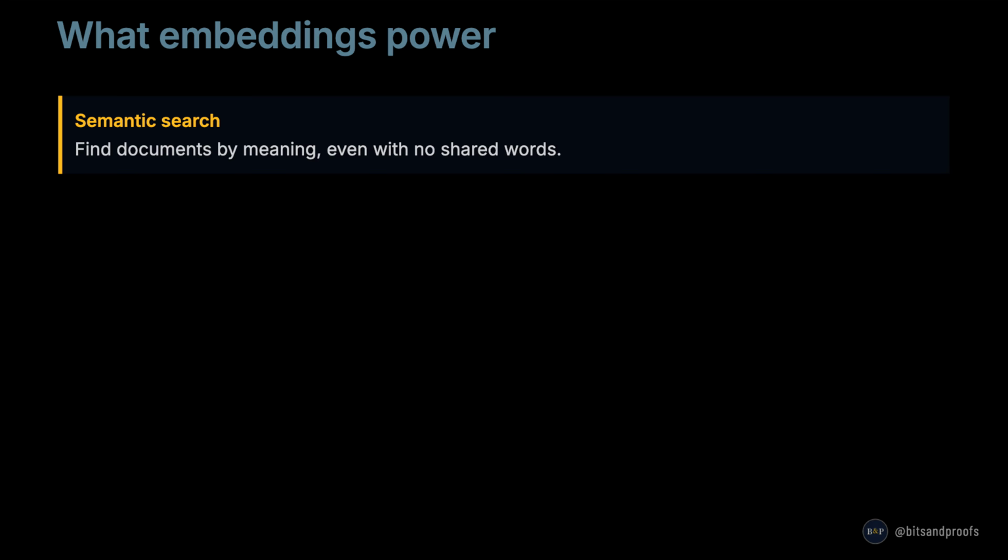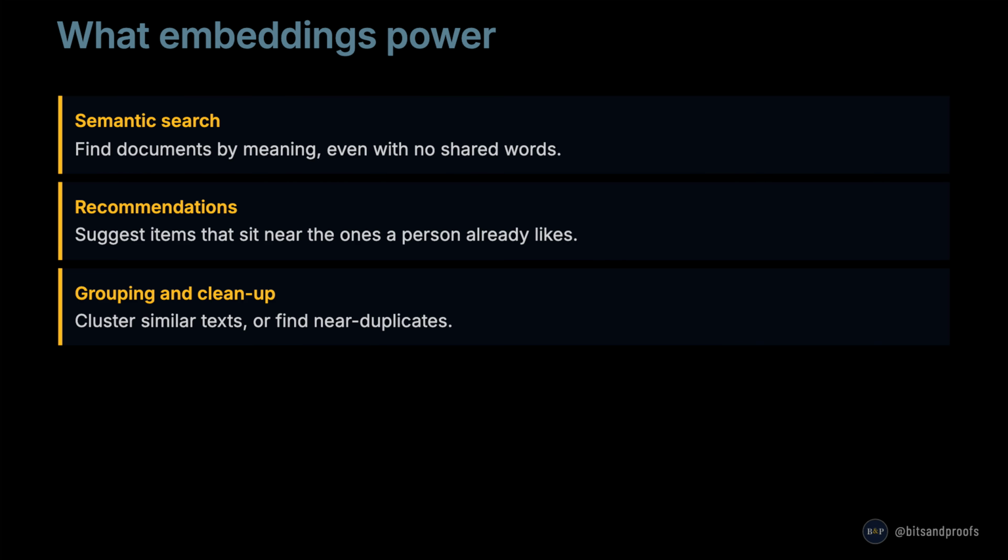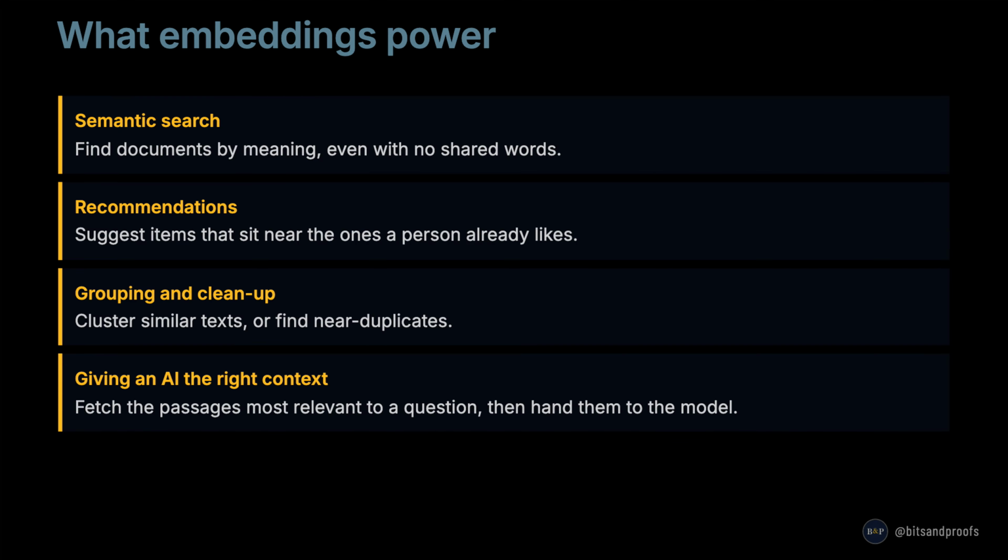Once you can measure meaning, a lot becomes possible. Semantic search finds documents by meaning even with no words in common. Recommendations suggest items that sit near the ones a person already likes. Grouping and cleanup. Cluster similar text together or find near duplicates. And giving an AI the right context. Fetch the passages most relevant to a question, then hand them to the model.